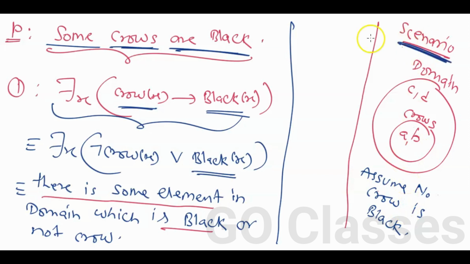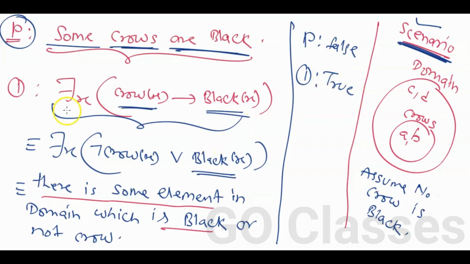Now in this scenario, what will happen to our statement? Our statement will be false, because no crow is black, and our statement is saying that at least one crow is black. So in this particular scenario, our English statement will become false. But what will happen to expression 1? Expression 1 will be true. Why? Because expression 1 is an existential quantifier: there exists X such that if it is not crow, then it is black.